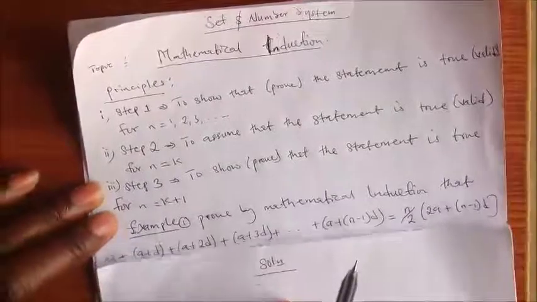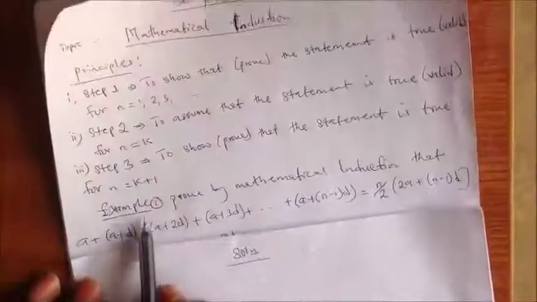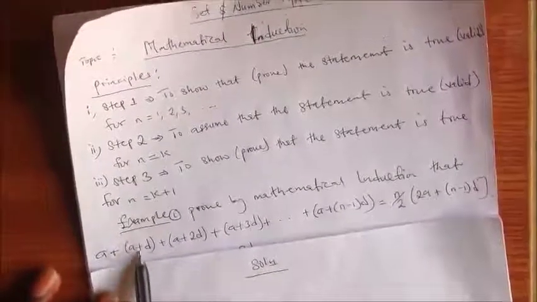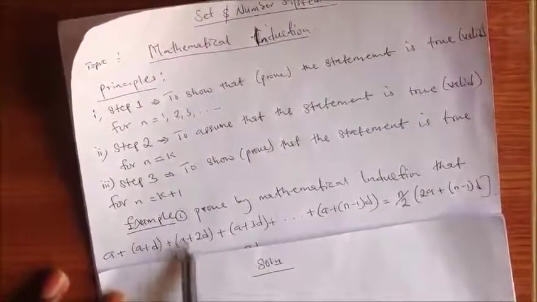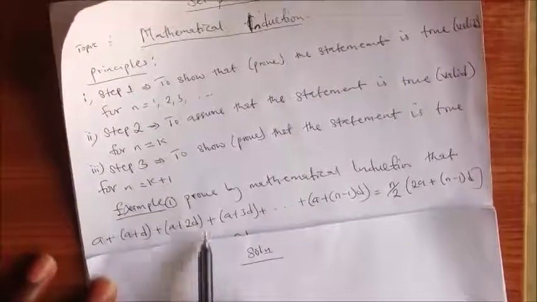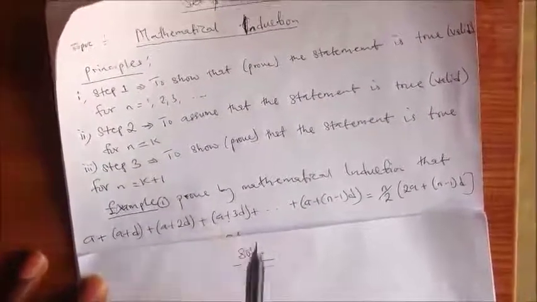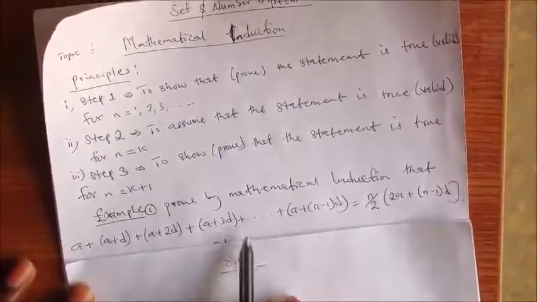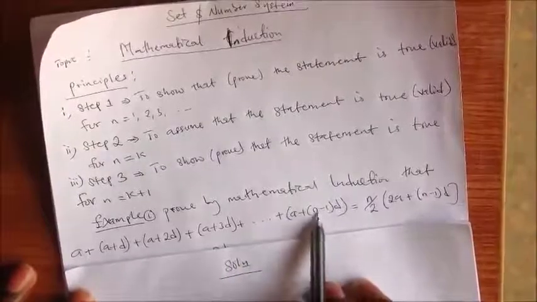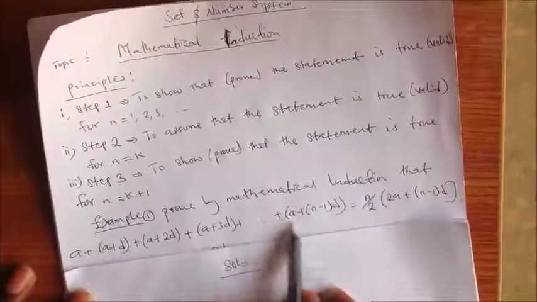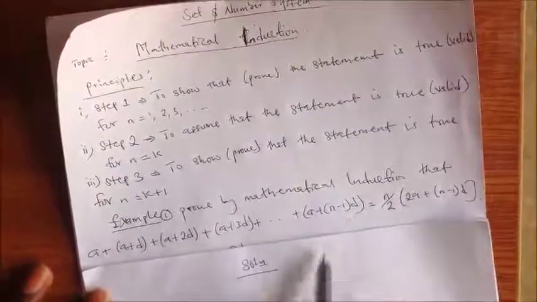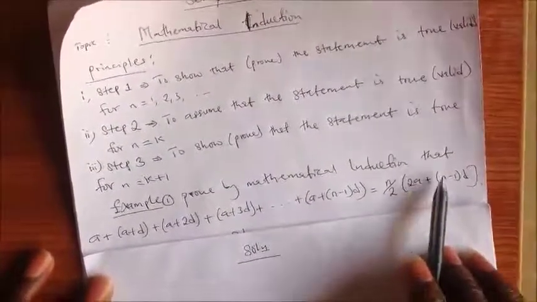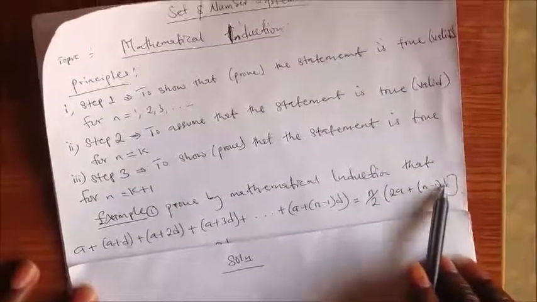So now, here I have one example. Example 1: prove by mathematical induction that a plus (a plus d) plus (a plus 2d) plus (a plus 3d), and so on, to make it short, up to the last term, (n minus 1)d, the whole of it is equal to n over 2 times (2a plus (n minus 1)d).